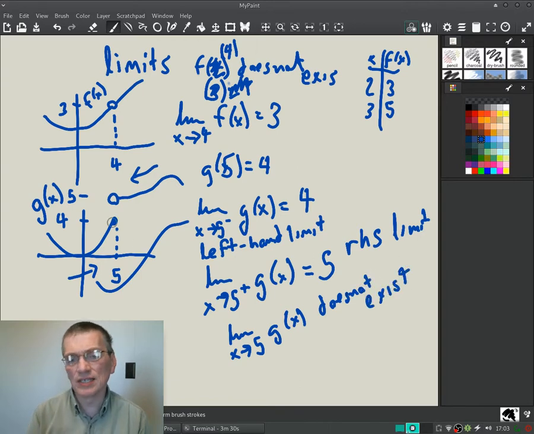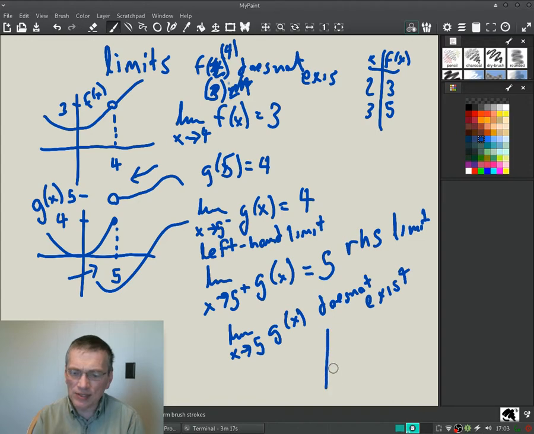So there just isn't a limit. It's different coming from both directions. Alright? So this is important terminology. It's pretty intuitive what's happening. You can talk about limits of regular points too.